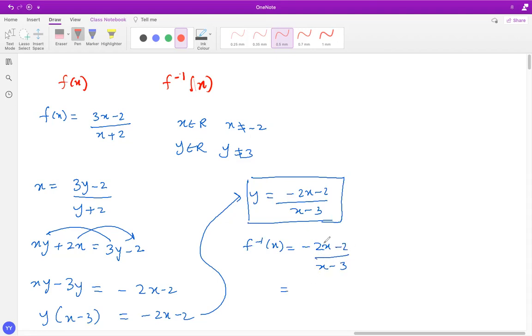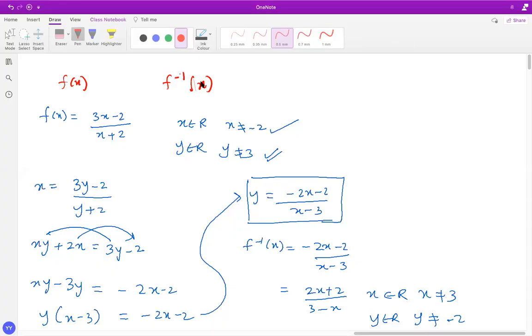Or this can also be written as 2x plus 2 over 3 minus x. So that's your inverse function if you just take the minus common. Now, if you look at the domain of this, x belongs to real numbers, x should not be 3, which was exactly the range of the original function. And also, if you look at the range of this, y belongs to real numbers and y should not be negative 2. So that's also the domain of the original function. So this is how you find the inverse of a rational function.